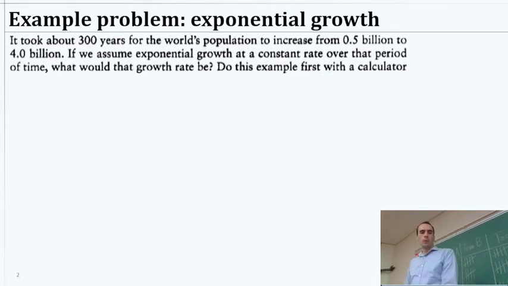Here's a quick problem about population growth. It took about 300 years for the world's population to increase from 500 million to 4 billion people. If we assume exponential growth at a constant rate over that period of time, what would that growth rate be? It's coming from an example where there's some rule of thumb we could use as well, so don't worry about that. So, using a calculator.